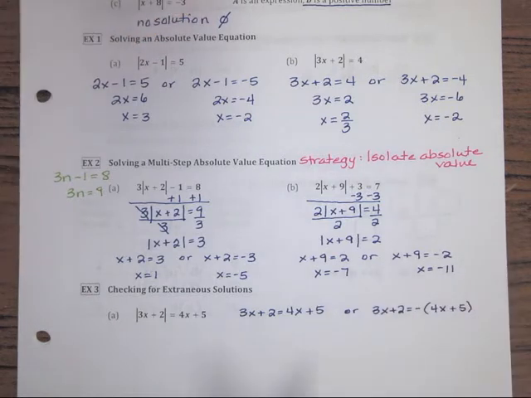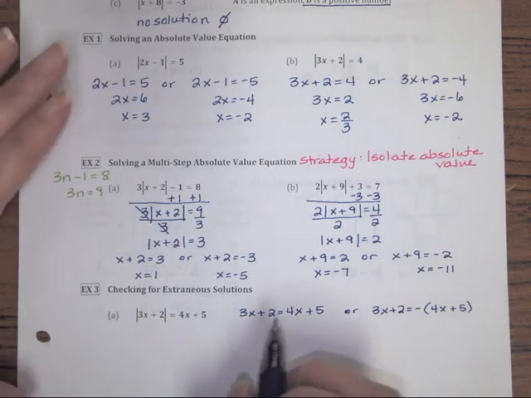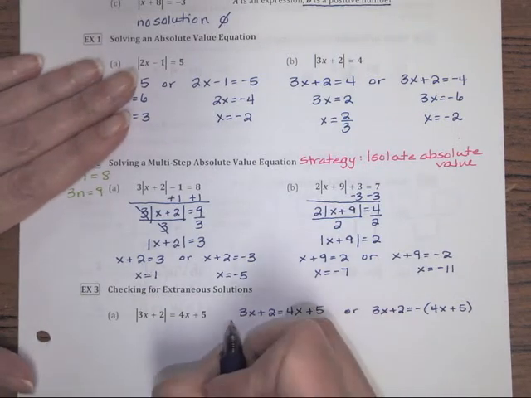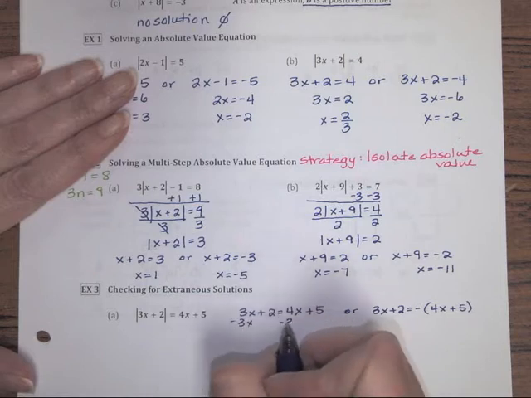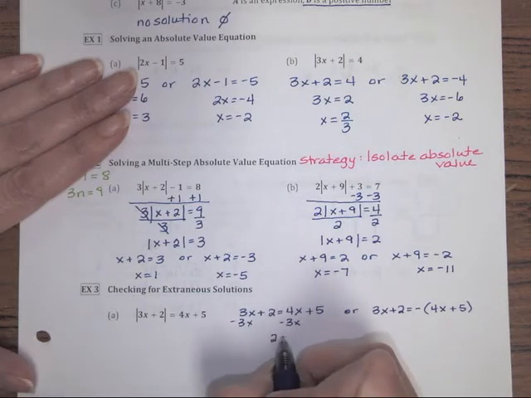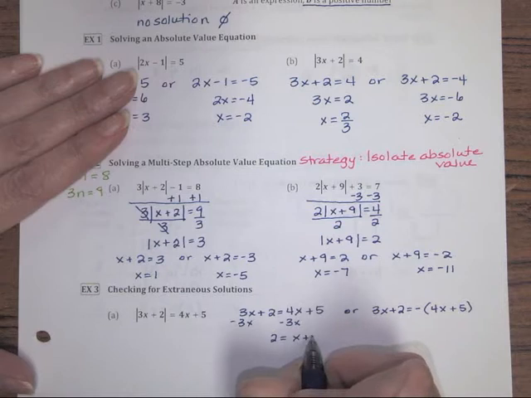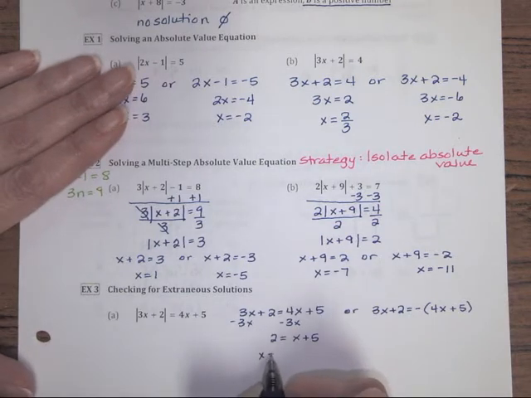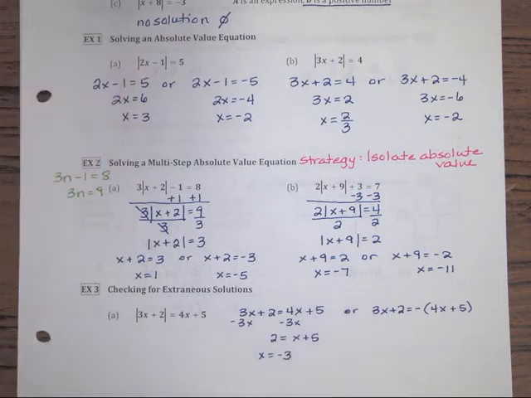So I'm doing it once with the positive value on the right side and once with the negative value on the right side. So now, on this side, I might subtract 3x from both sides. And I have 2 equals x plus 5. Subtract 5 on both sides, and I get x equals negative 3.